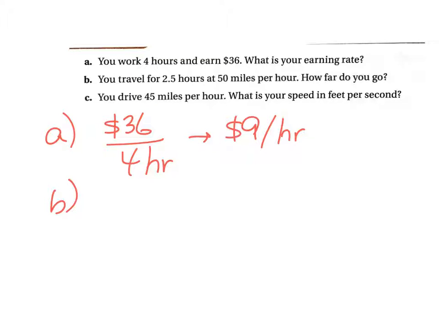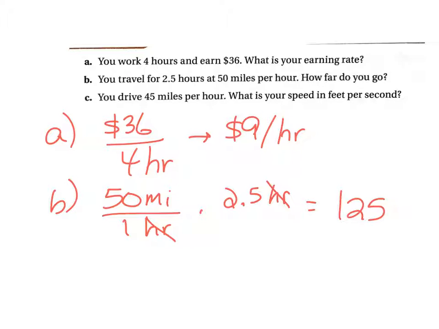Look at part B. You travel 2.5 hours at 50 miles per hour. So you're going 50 miles every 1 hour, and you're going for 2.5 hours. And so what's going to happen here is the hours cancel, and all that leaves you with is really 50 times 2.5, which is 125. And look at the unit that's left. It's just miles. So I'm going to put 125 miles. And part C is going to help us a little bit more with that one.